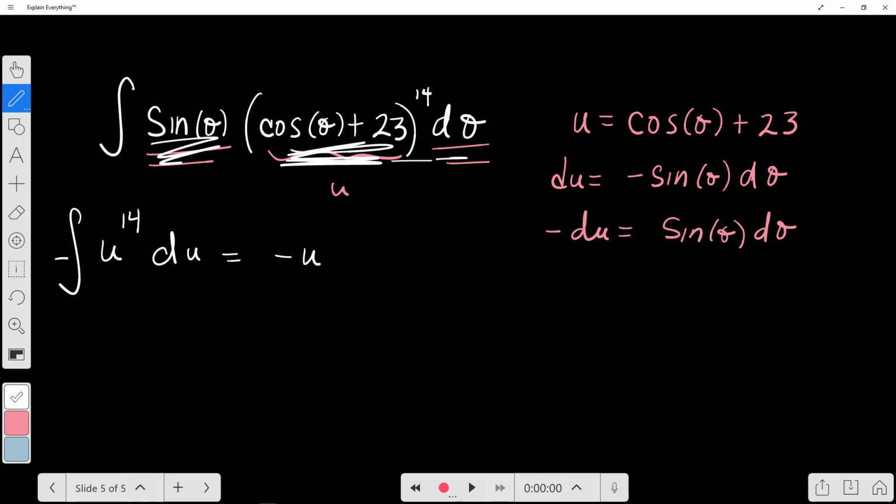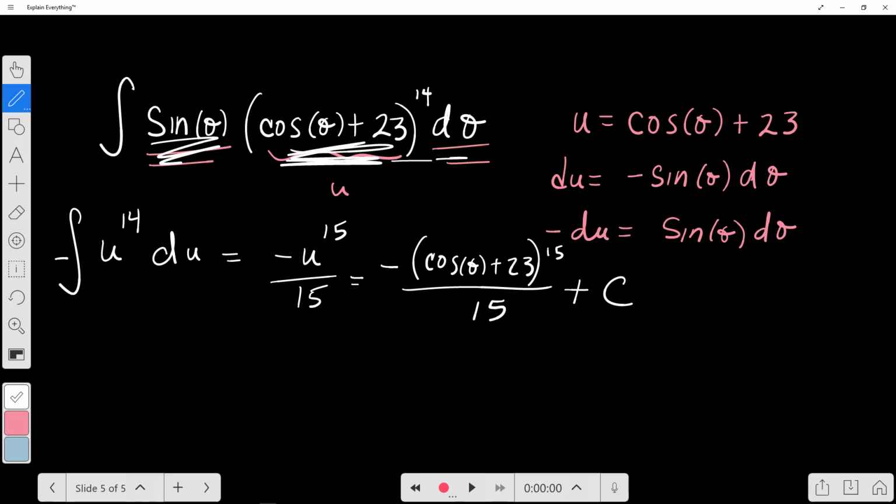So I get negative u to the 15 over 15. Where you see a u, you plug back in cosine theta plus 23 to the 15th over 15 plus c, and there you have it, ladies and gentlemen.